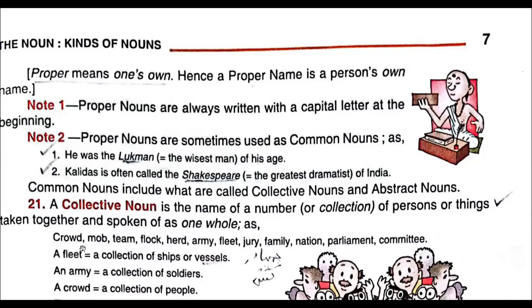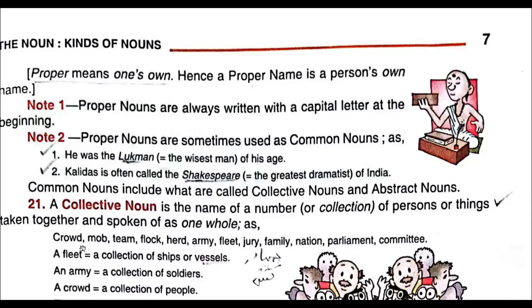Kalidas is often called Shakespeare, the best dramatist of India. So here the wisest man and the greatest dramatist are used as common nouns for the proper nouns Luqman and Kalidas or Shakespeare, because here both are being mentioned as the greatest dramatist. One is from Hindi literature, and the other is from English literature.